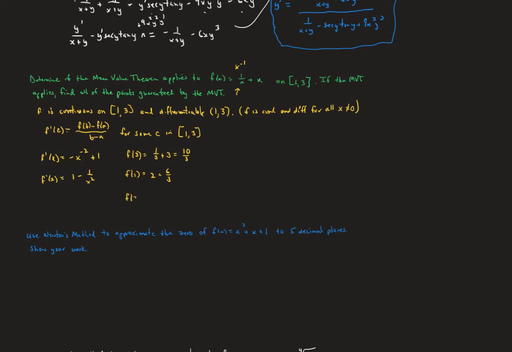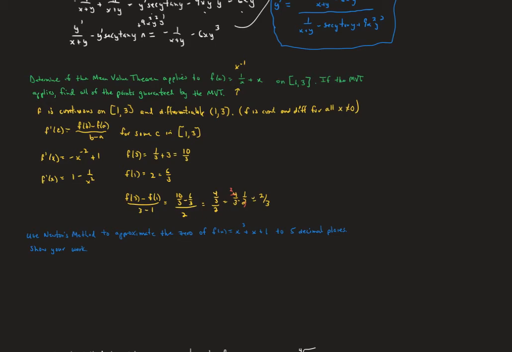So (f(3) - f(1)) / (3 - 1) is going to be (10/3 - 6/3) all over 2. That's going to be (4/3) over 2, which is 4/3 times a half. We can cancel, and that is going to be 2/3. That's our (f(b) - f(a)) / (b - a).